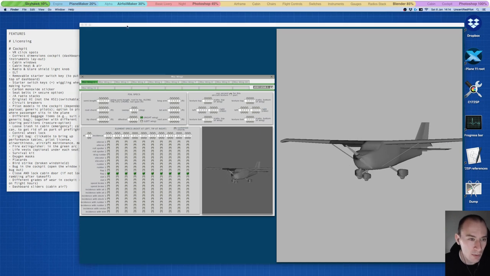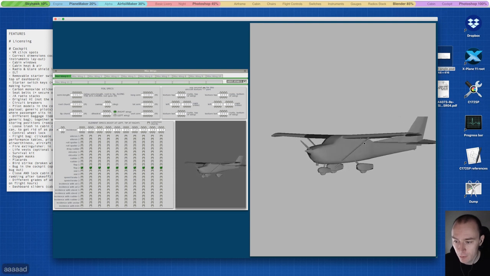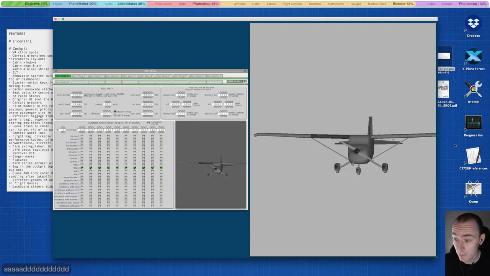So I think I'm going to, again, these are more refinements. I mean, we've got our basic aircraft model here that I'm quite pleased with, actually.